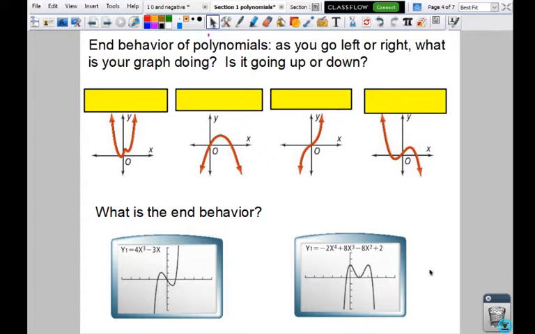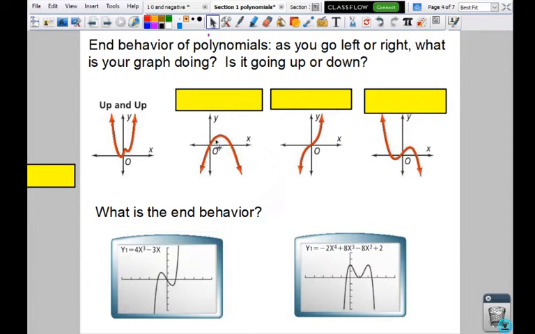So, end behavior just means as you go left or right, what is your graph doing? Is it going up or down? If I'm looking at this graph, as I go left, what am I doing at the end? Going up. What about as I go right? You're going up. So my end behavior is up and up.